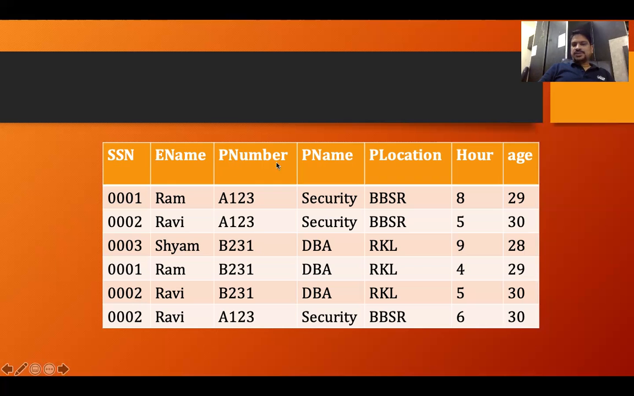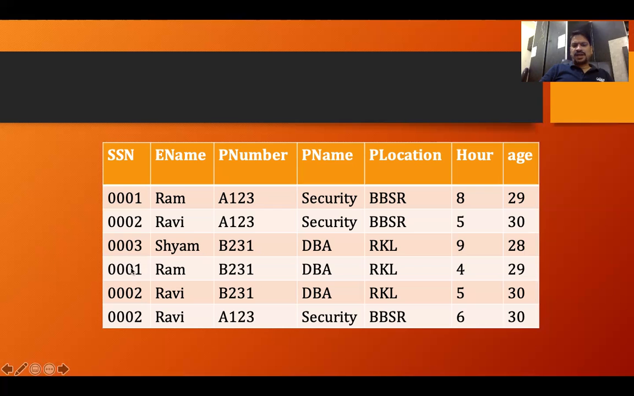SSN determines project number. If you see SSN value 1 is determining project A123, and again for social security number 2 the project is the same, there is no problem, because one roll number may have the same name as another. The next roll number may also have the same name.